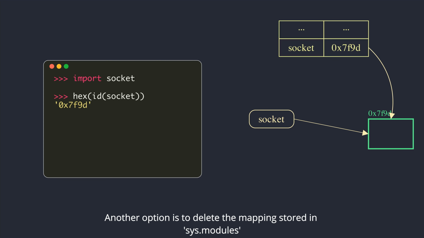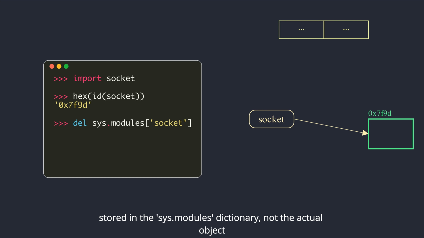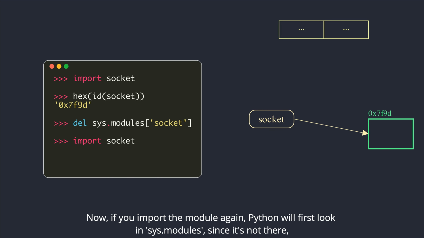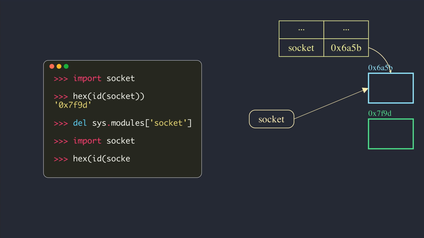Another option is to delete the mapping stored in sys.modules. Remember, this also only deletes the reference to the module object stored in the sys.modules dictionary, not the actual object. Now, if you import the module again, Python will first look in sys.modules. Since it's not there, it will compile and execute the module code to create a new module object. So, we were able to achieve what we wanted.